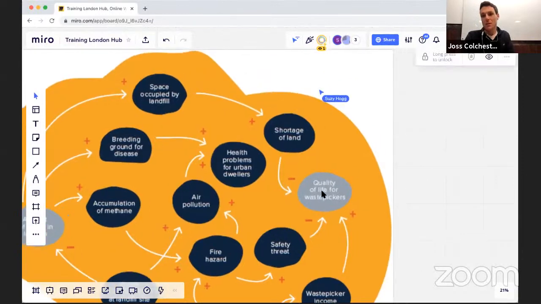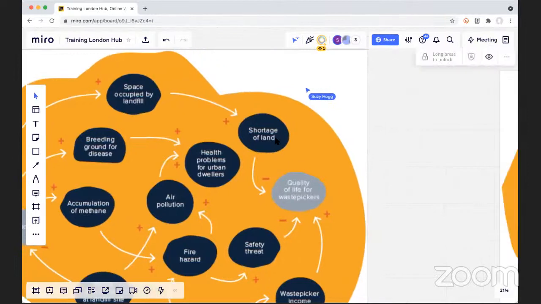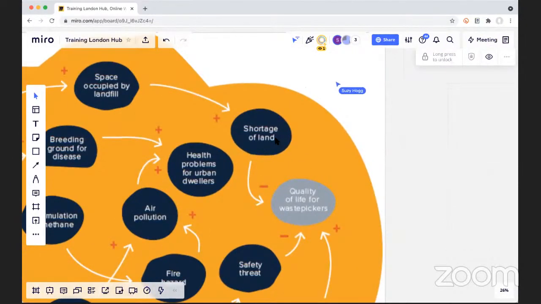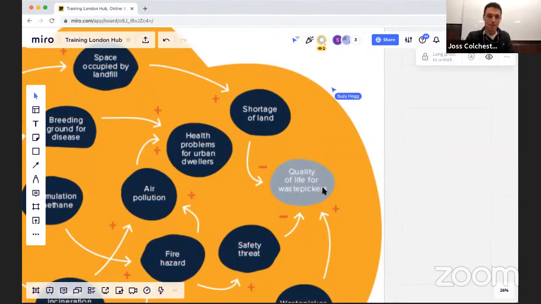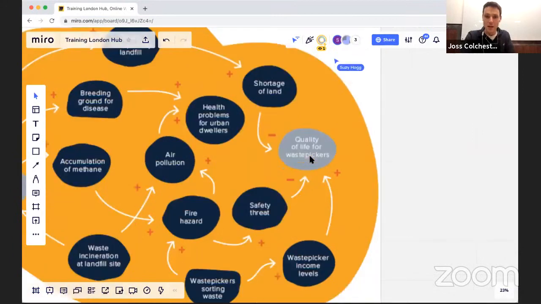Someone explain? Jan? In that case, it would mean that the more shortage of land there is, the lower the quality of life for the waste pickers will be. Yep, that's what this map is telling us.